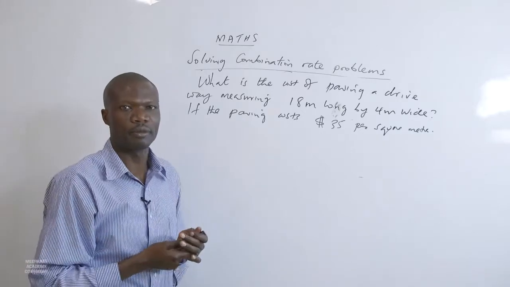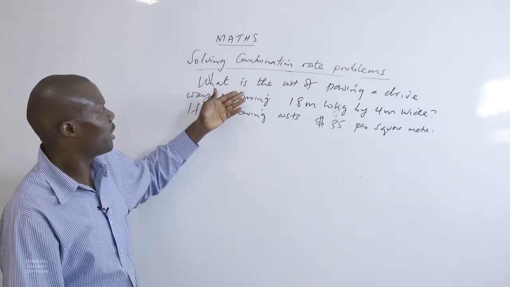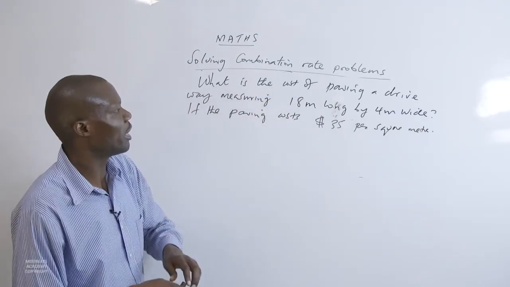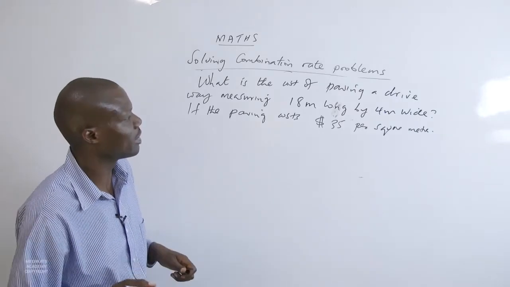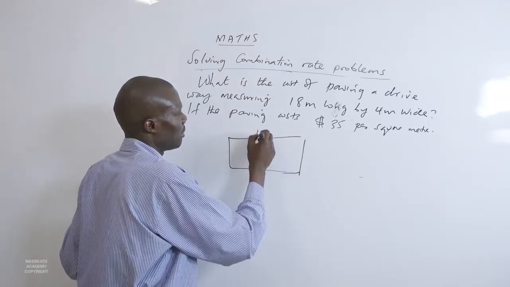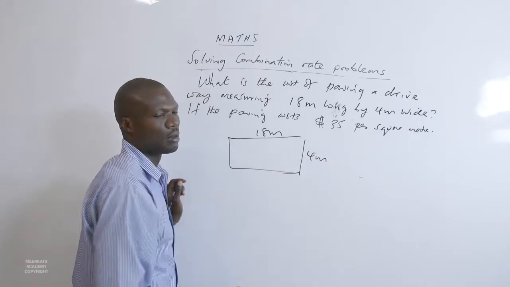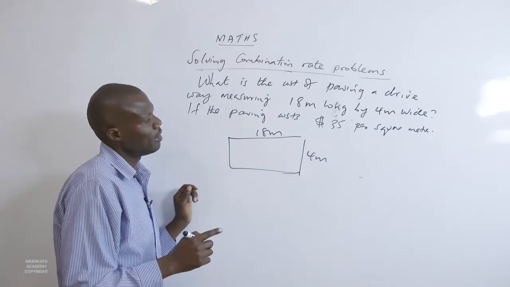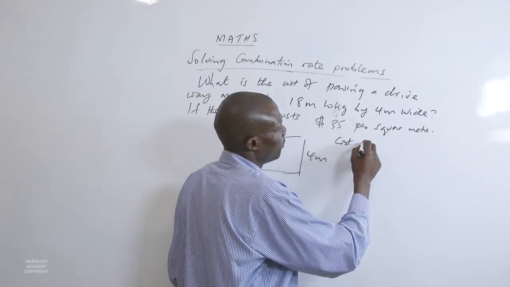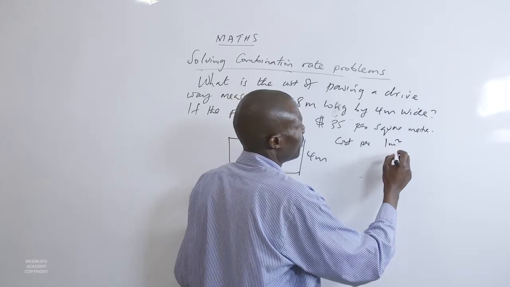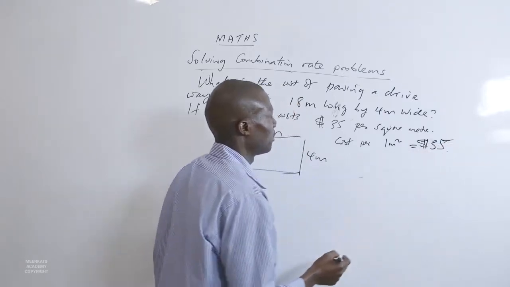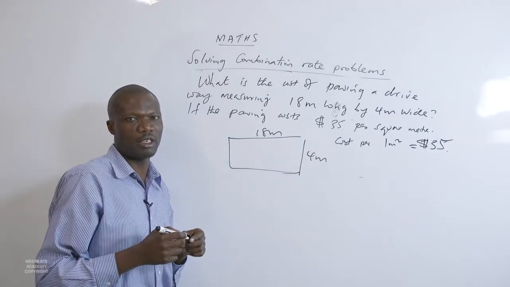In this question, we are asked to find the cost. So what is the cost of paving a driveway measuring 18 meters long by 4 meters wide? If I may illustrate, and we have the cost. The cost per square meter is $35.